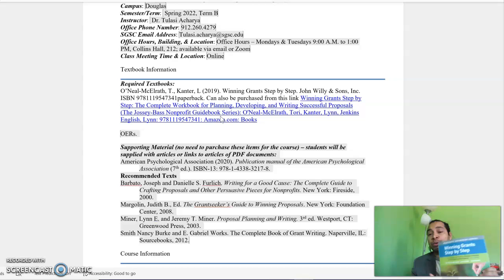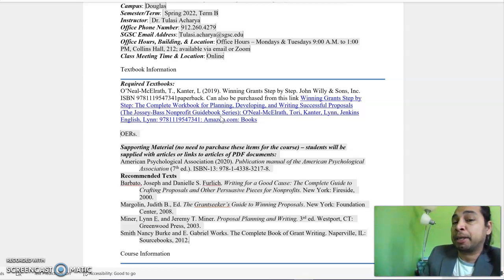Okay, it will guide you step by step from day one, from brainstorming and doing research to writing a proposal, building a good relationship with funders, things like that. But I'm not saying this is the best book. There are so many other books out there about grant writing and proposal writing. But for this particular course, I have chosen this book for you. And so you can pick that book.